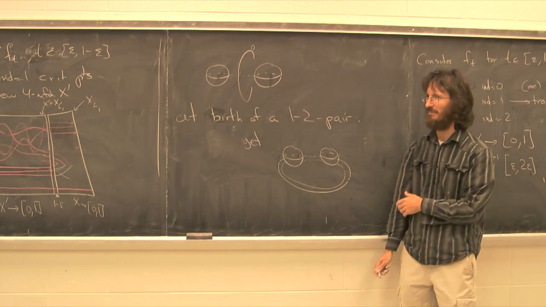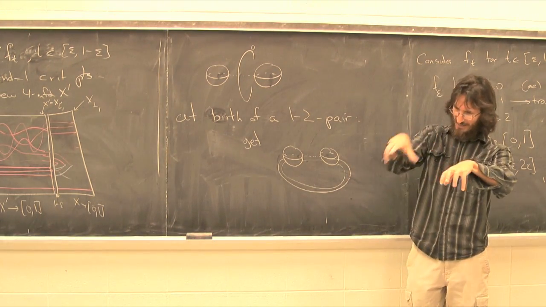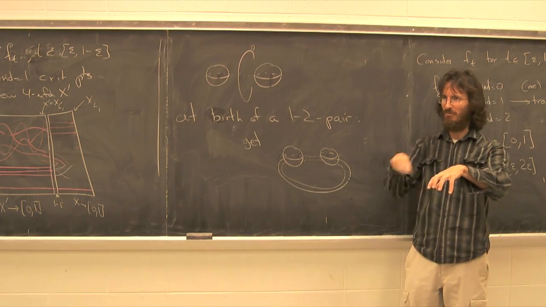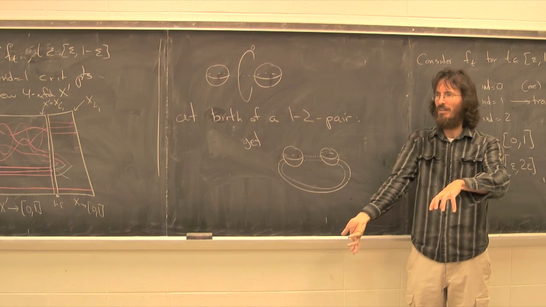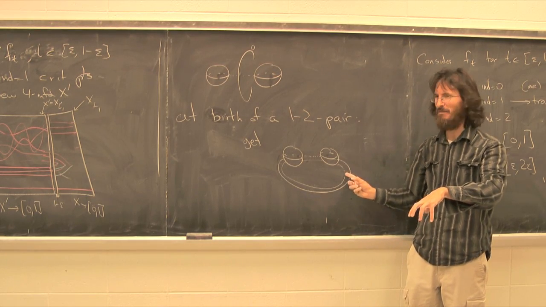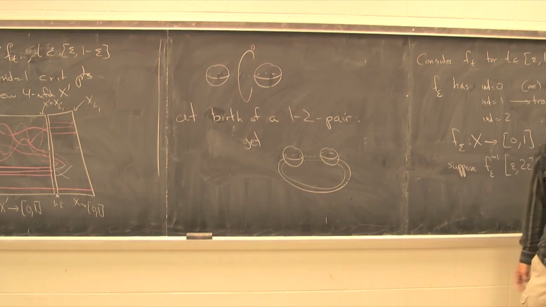I claim it could be anything. Because I've got the one handle coming down, what does it do when it goes over the one handle? Well, I can spin around arbitrarily, but I can just spin the foot of the one handle arbitrarily. So actually, I claim that this framing can be whatever you want. They're all sort of equivalent.